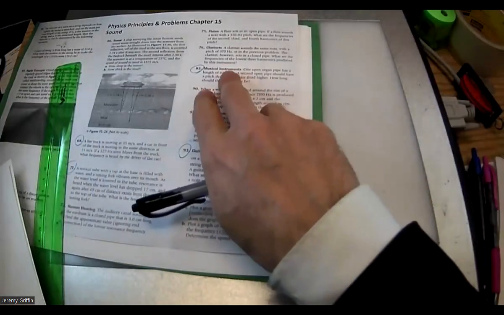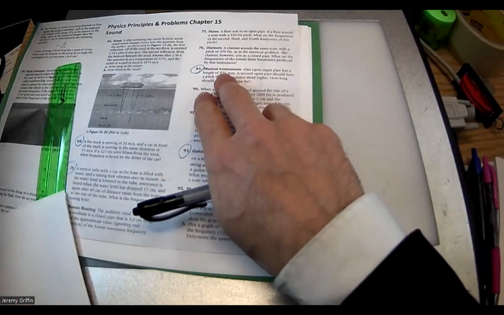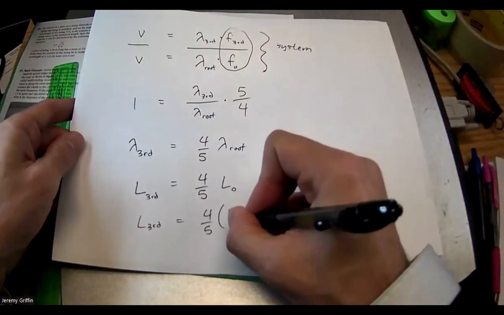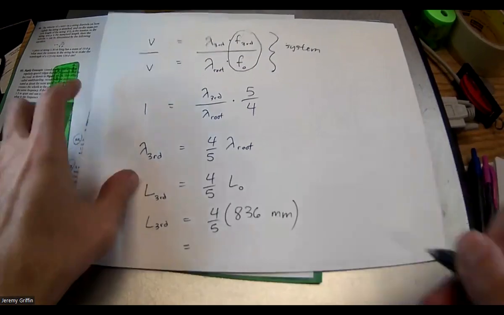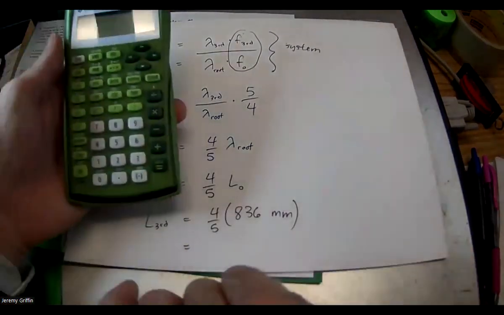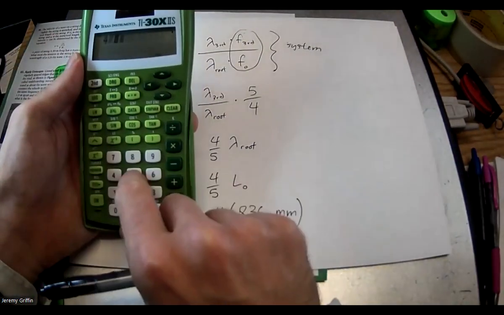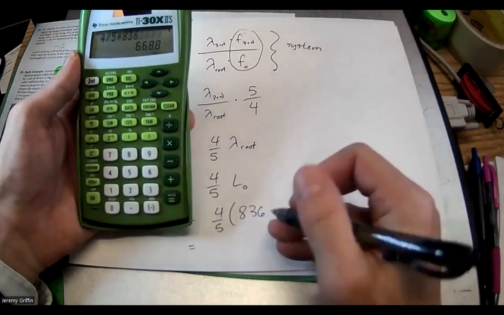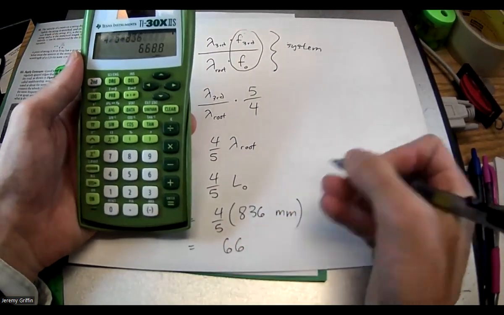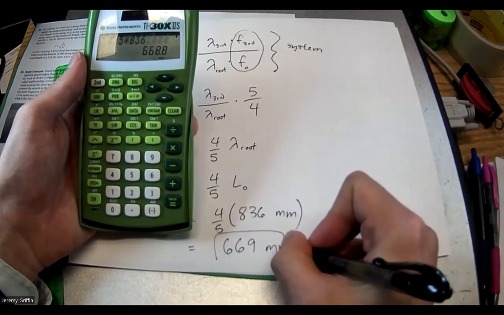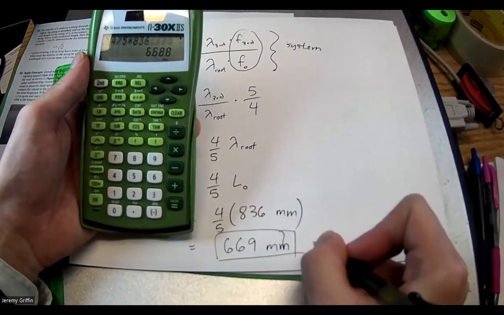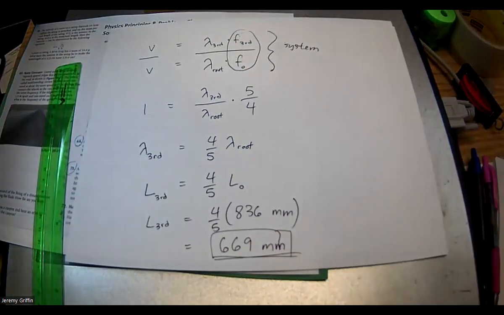Actually, we don't even have to worry about millimeter to meter conversion. We can just pop this number in. So 836 millimeters. Let's see what that is. So what's 4/5 of 836? 668.8. Now we'll call it 669. How about that? That'd be millimeters. Now that's using Pythagorean tuning.